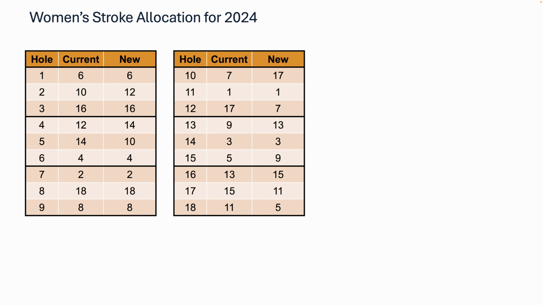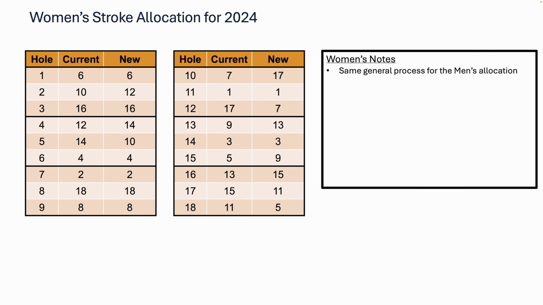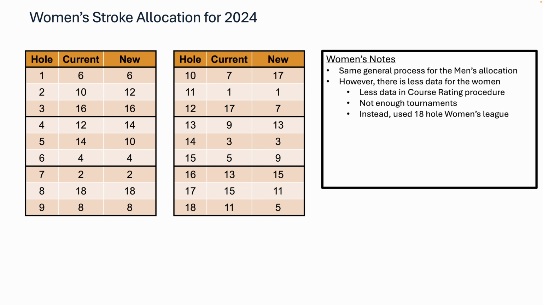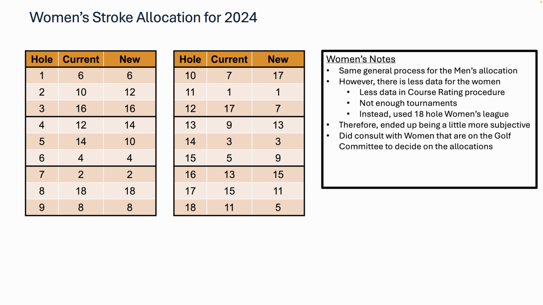Now we also did the same process for the women. Same general process for women. Here's the results. I'm not going to walk you through the details. A couple things to keep in mind. There is less data for the women. Less data in the course rating procedure. They don't have a lot of tournaments compared to the men. So instead what we did is we used the results from the 18-hole women's league. Because there's a little bit less data, it was a little bit more subjective, but we did consult with the ladies that are on the golf committee to decide on the ending stroke allocations.